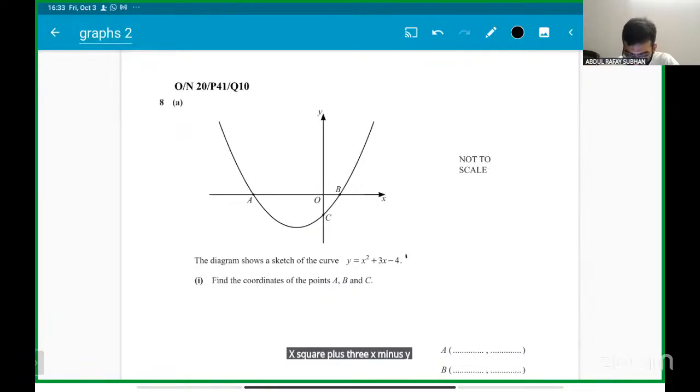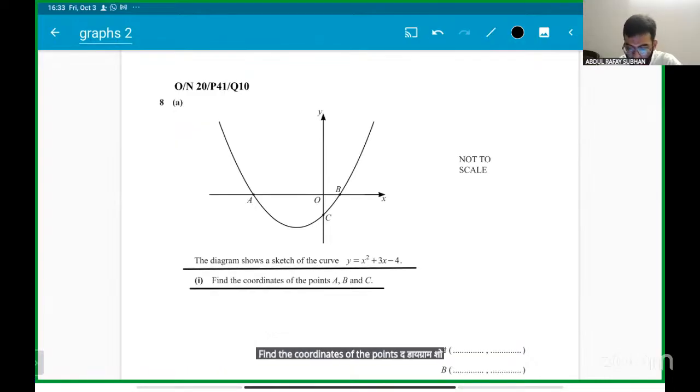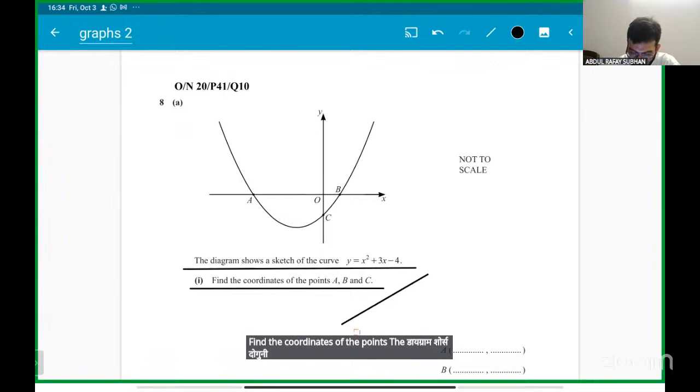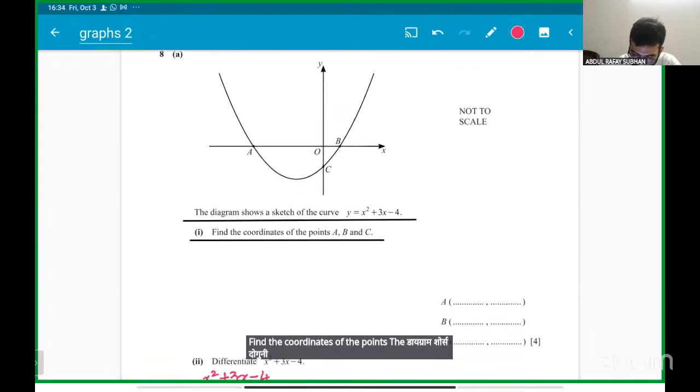minus 4. The diagram shows a sketch of the curve. Find the coordinates of the points A, B, and C. Okay, find the coordinates of the points. The diagram shows the sketch of the curve y is equals to x square plus 3x minus 4. Find the coordinates of the points A, B, and C. So what will happen is basically, पहले C find कर लेते हैं.